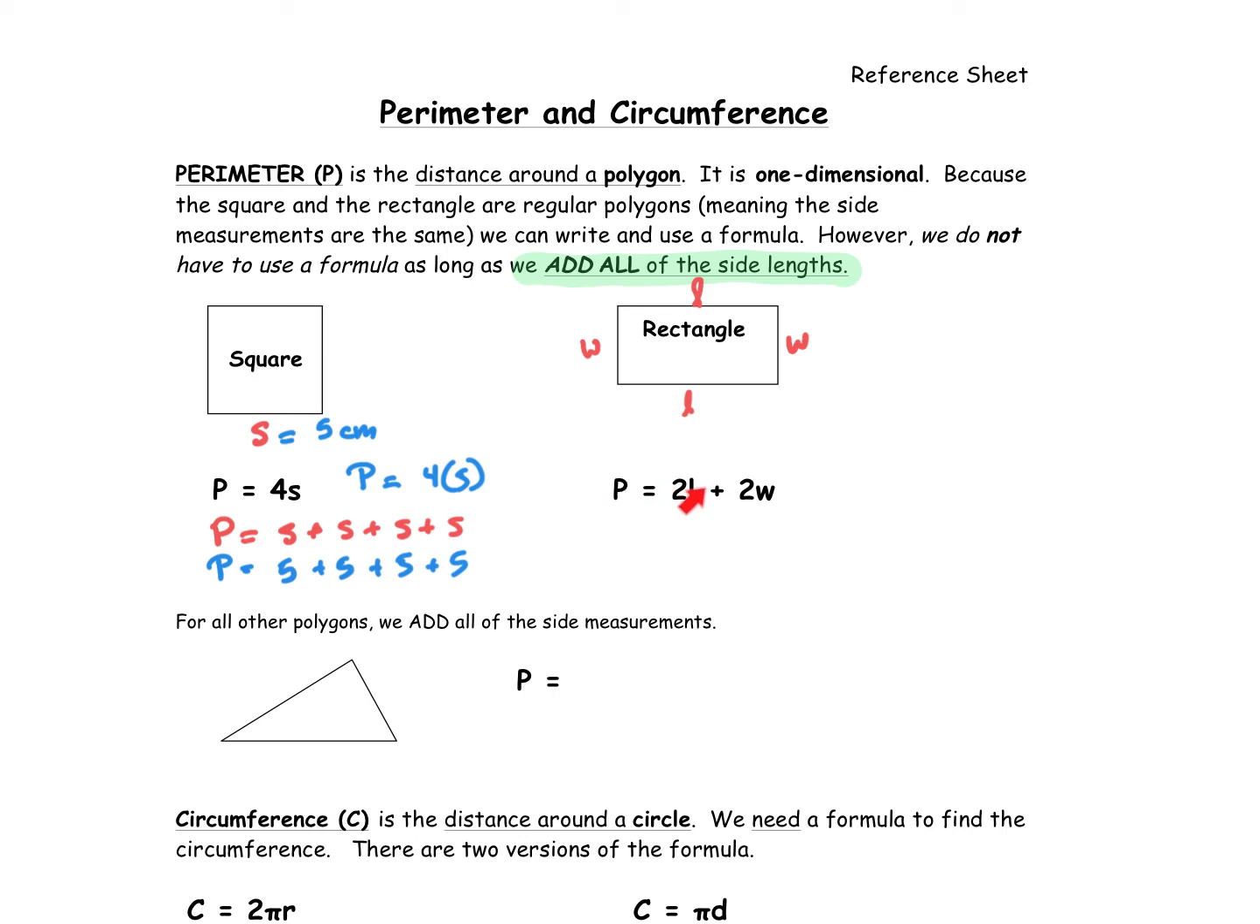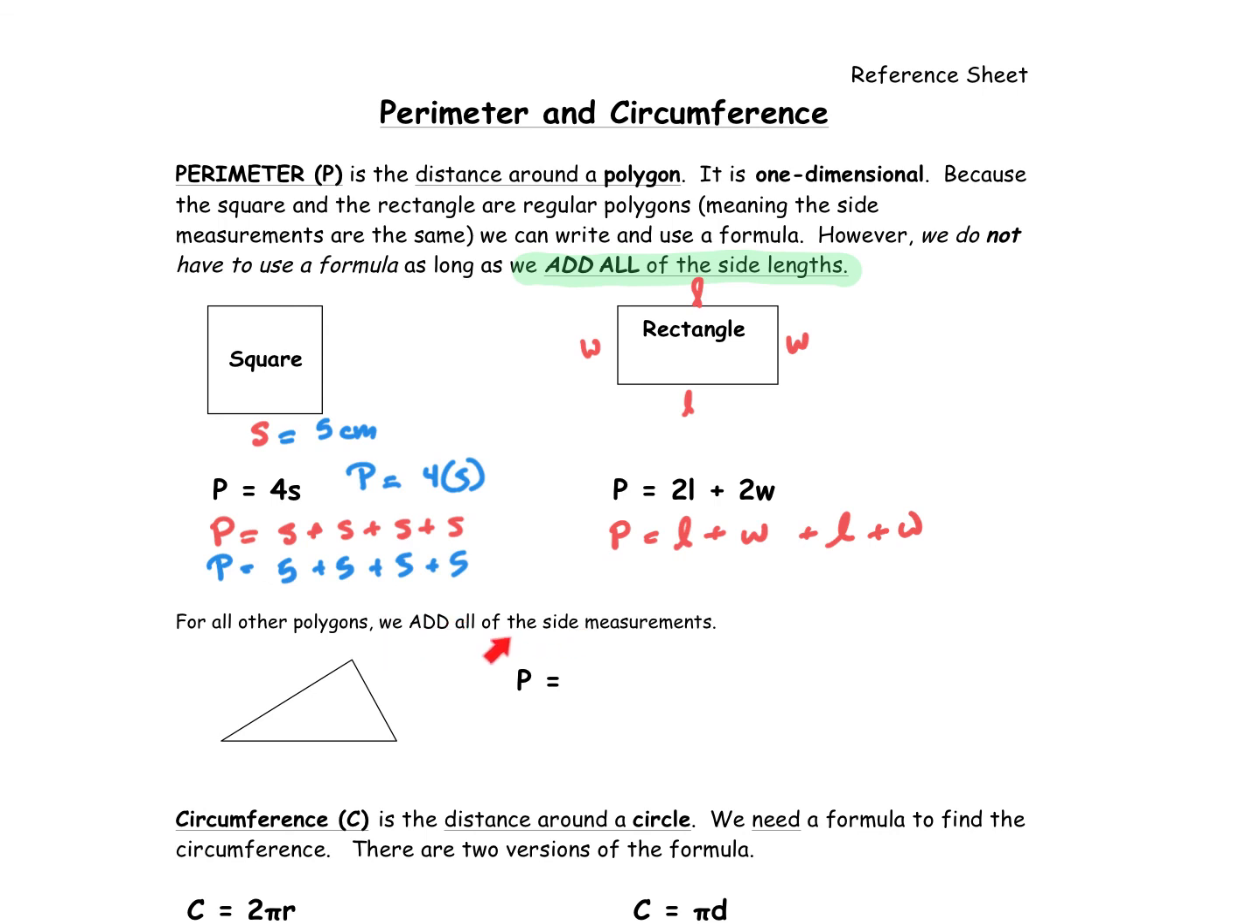2 times length and 2 times width together would be the distance all the way around it. But if you don't like that, you don't have to do it. You could write this as length plus width plus length plus width going all the way around the rectangle. We would have the same end result.